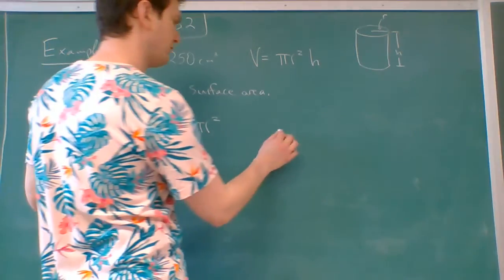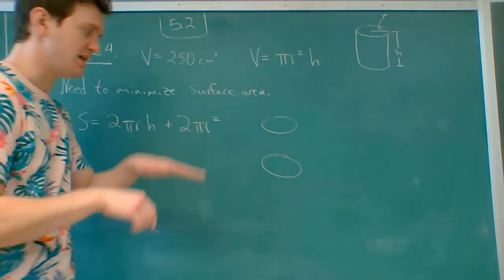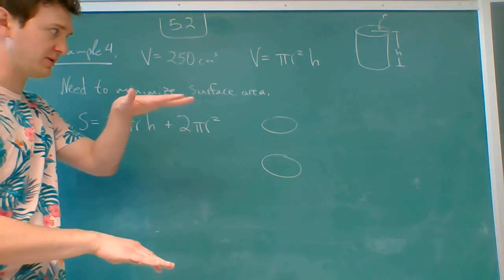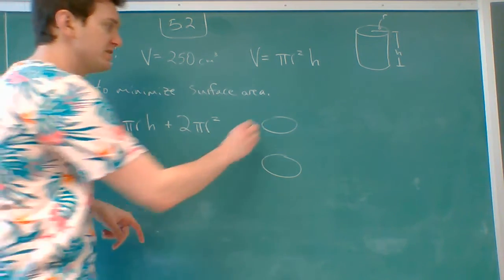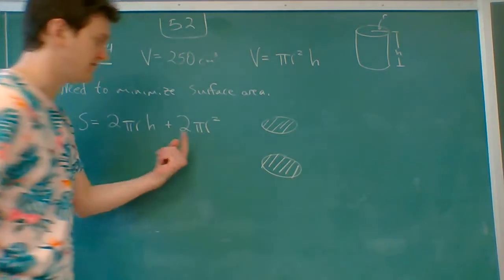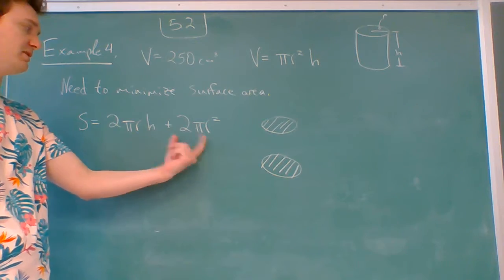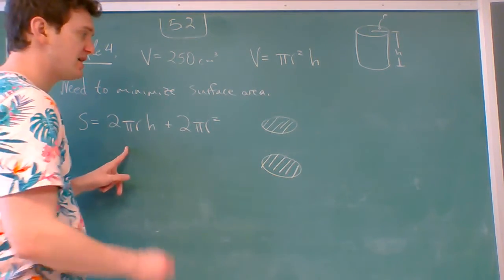Let me break this down for you. The cylinder is built from 2 circles, right, top and bottom. So this area is pi r squared, this area is pi r squared. That's this term. That's the top and the bottom. Okay, that's the top and the bottom area. This thing is the sides.